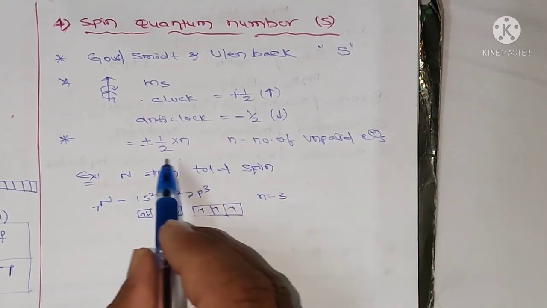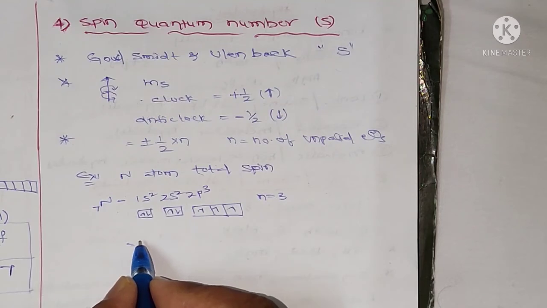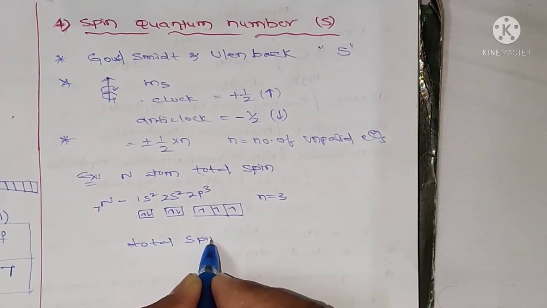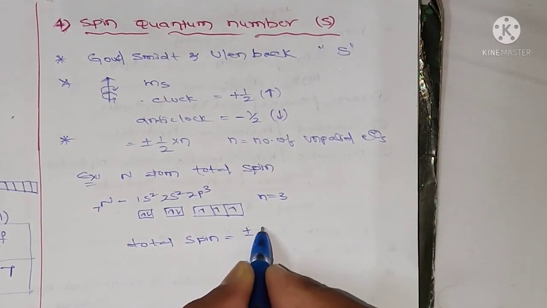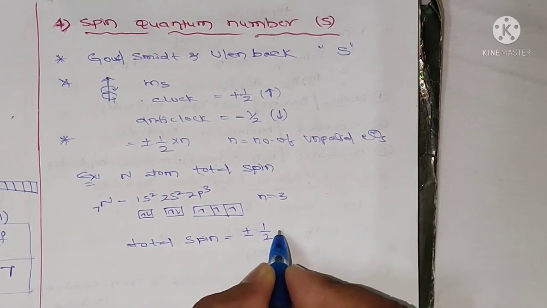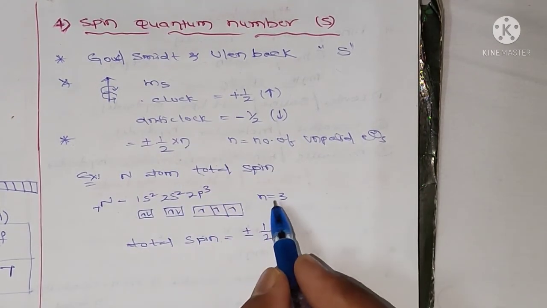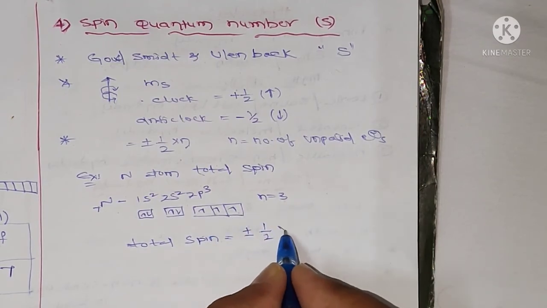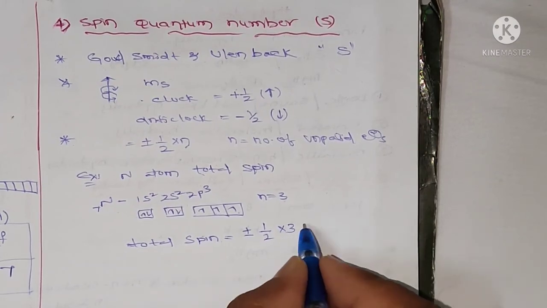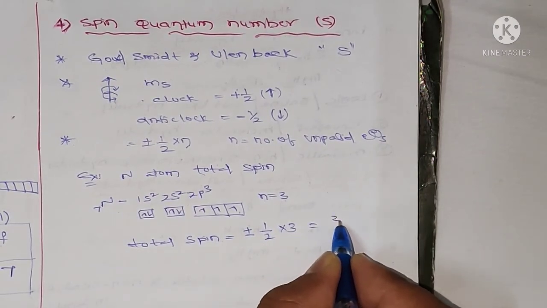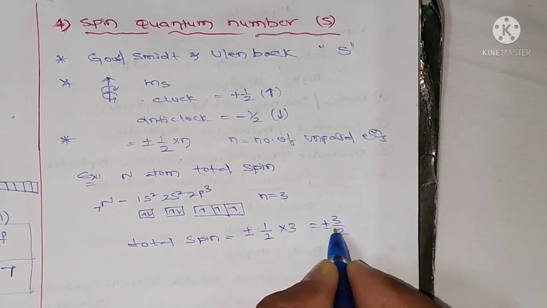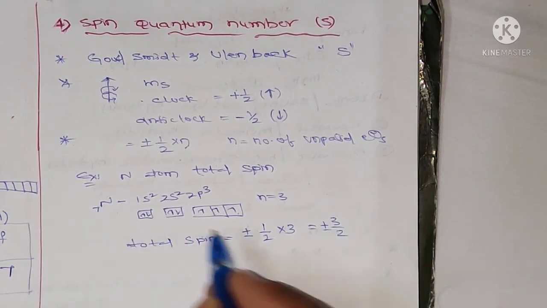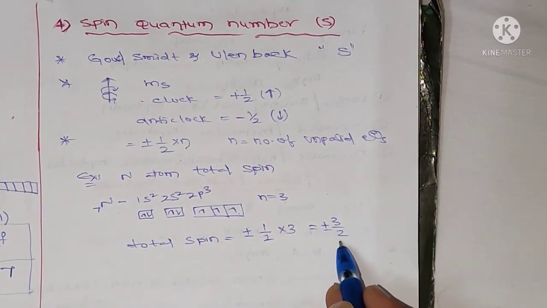According to that formula, total spin is equal to plus or minus 1 by 2 into n. Here n is equal to 3, the unpaired electrons, so 1 by 2 into 3 is equal to plus or minus 3 by 2. So the total spin in the nitrogen atom is plus or minus 3 by 2.